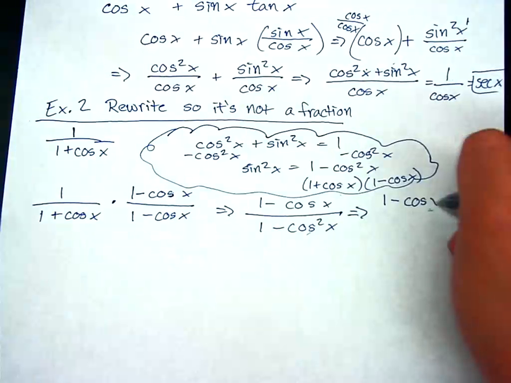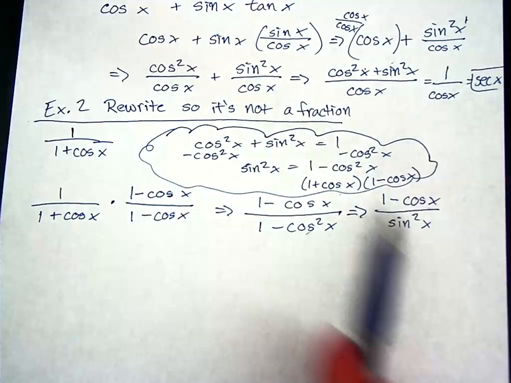At this point, it doesn't look like I can do much else, but I'm going to do something kind of like the reverse of that one. I'm going to split this into two separate fractions. The first one is going to be 1 over sine squared x.